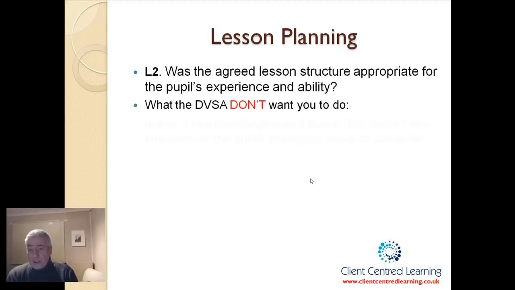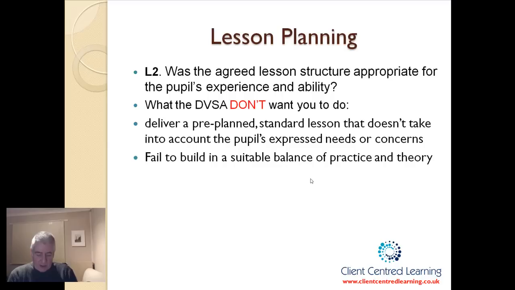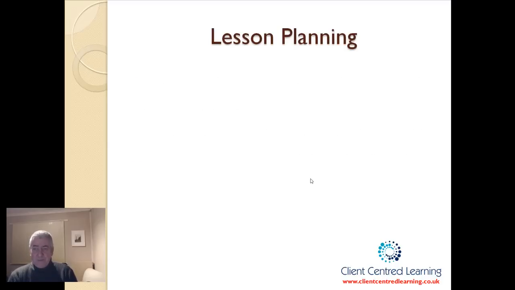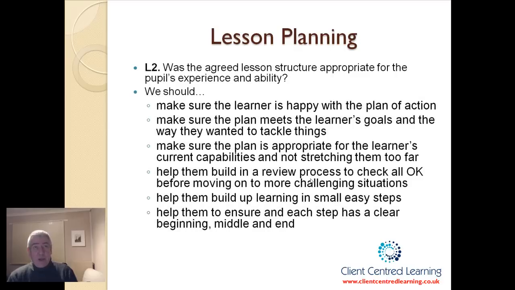What they don't want you to do is to deliver a pre-planned standard lesson that doesn't take into account the pupil's expressed needs or concerns or their wants, what they want from the session. They want to make sure as well that you're building in a suitable balance of practice and theory wherever possible. So what we're saying really is that we should make sure the learner's happy with the plan of action that we've agreed, and make sure that that plan meets their goals and the way they want to tackle things.